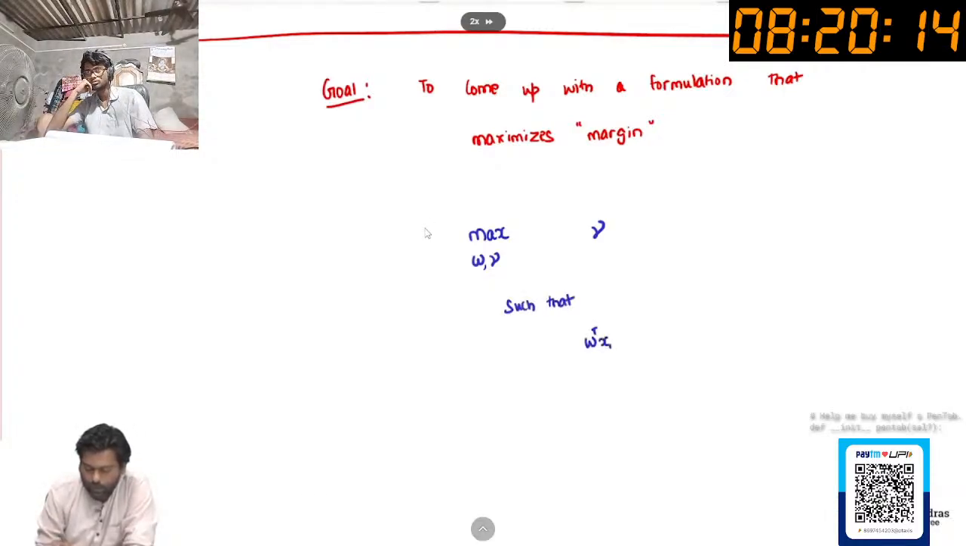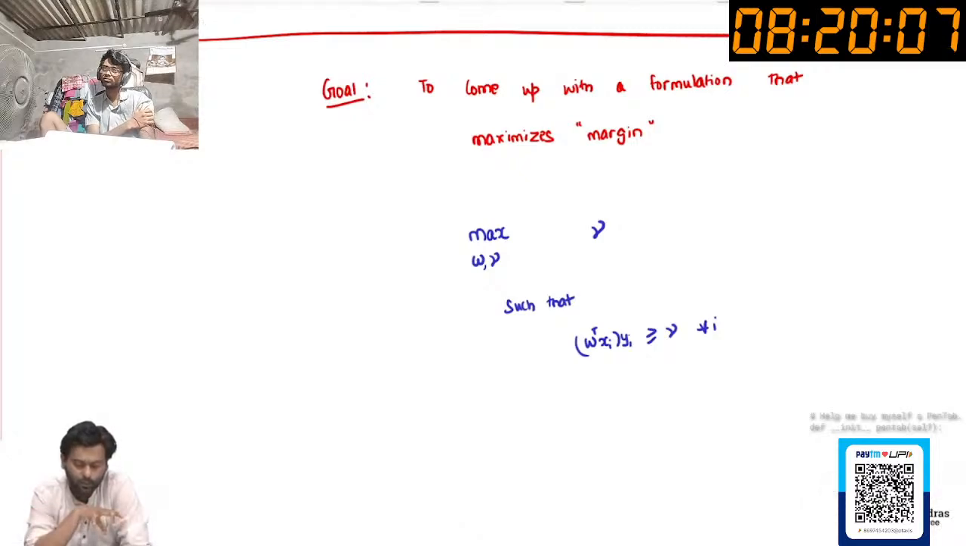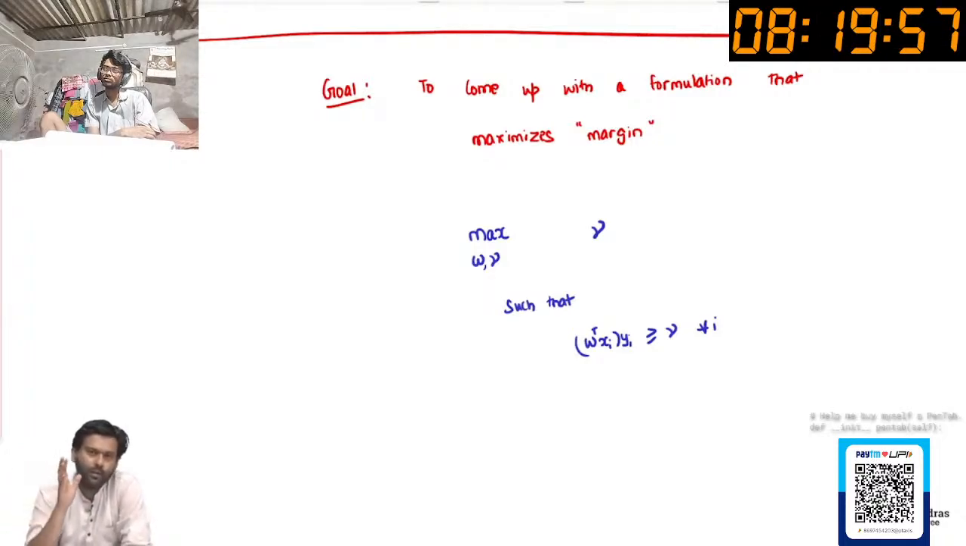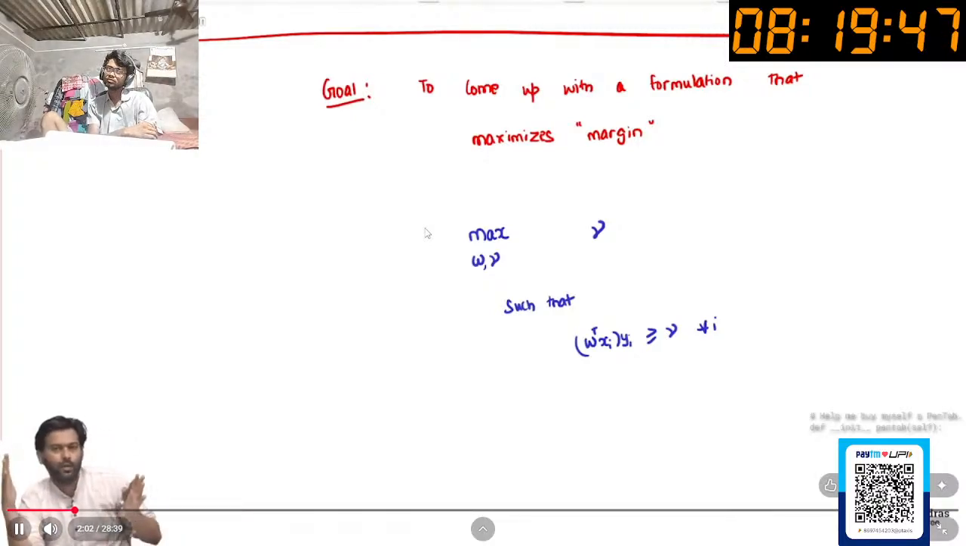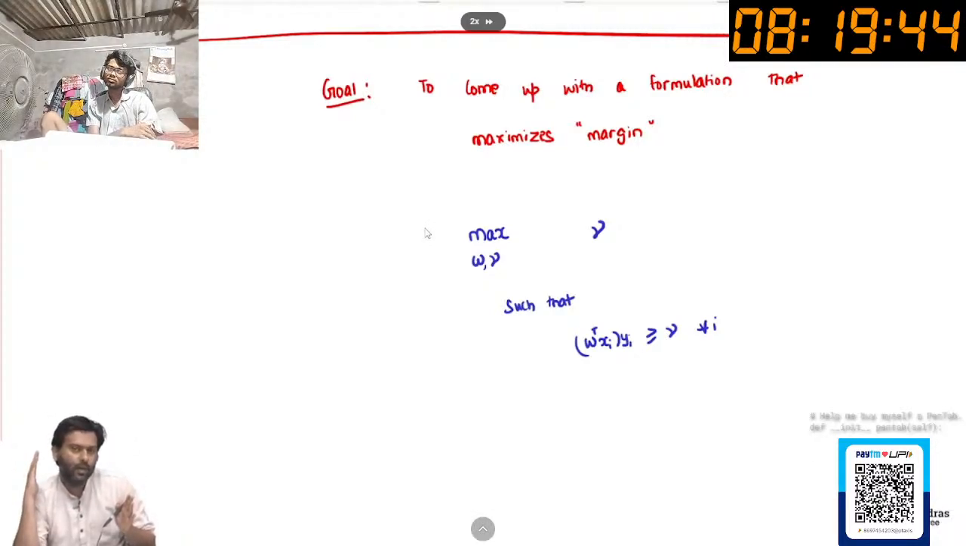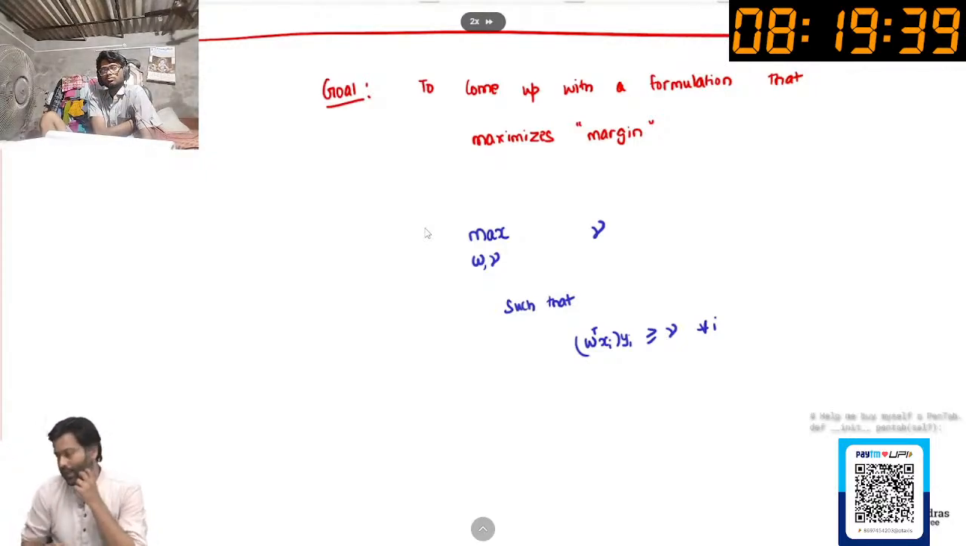W transpose xi times yi is greater than or equal to gamma for all i. What are we saying here? We want to maximize the margin, that gamma value, such that for your data, the W that this formulation outputs has the property that W transpose xi yi is greater than or equal to gamma. That is, all the points are either on the right side of the line given by the equation W transpose x equal to gamma, or on the left side of the line given by the equation W transpose x equal to minus gamma. That's what this formulation is telling us.